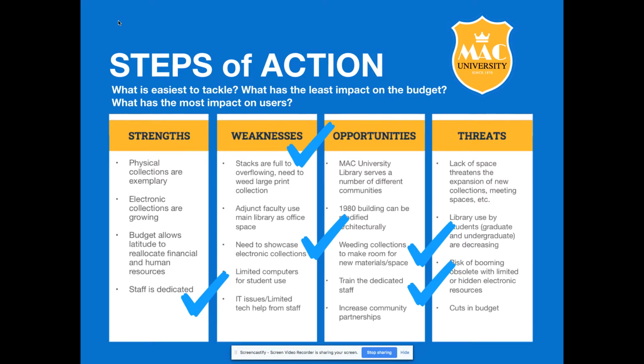Specifically, we have a dedicated staff, we have full stacks, we have electronic collections, we have a need for more space, and we have a need for trained staff in technology. And we're going to take the steps to make those things happen. I'll talk about now why. What is the easiest to tackle? What has the least impact on our budget? What has the most impact on our users? That's how I identified these.